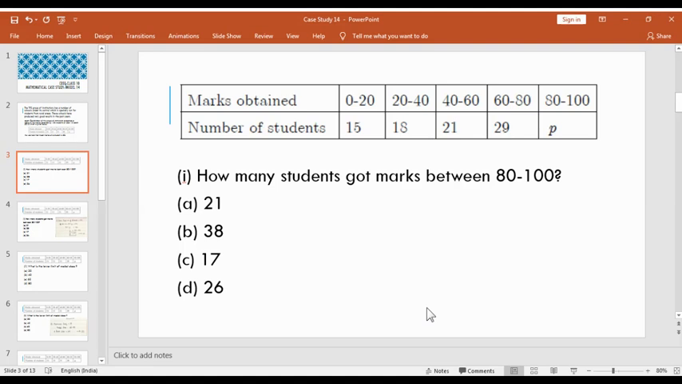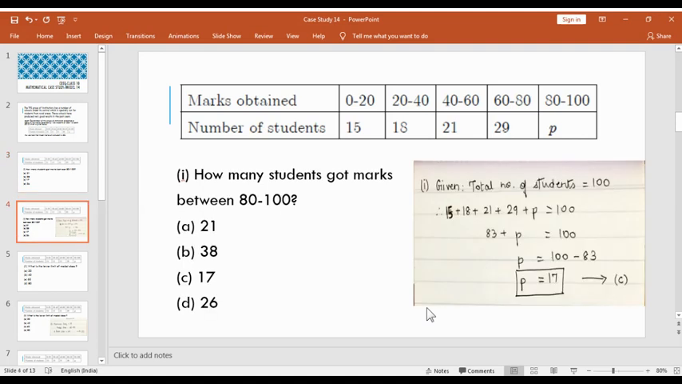So, as I told you, the first subdivision is finding what's the value of P. Now, I told you already that you have to remember the digit 100 because that is the total number of students who are taken for this particular survey. So, how will you find? We know that the sum is 100. So, add up everything, equate it to 100 and find what is P. So, if you find P value is 17 and the right option is C over here.